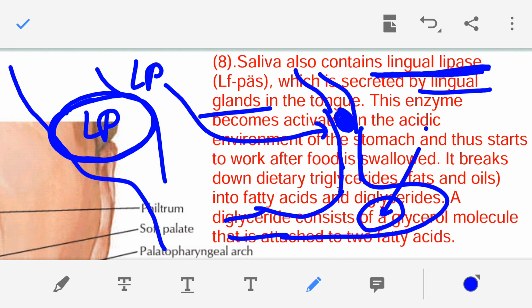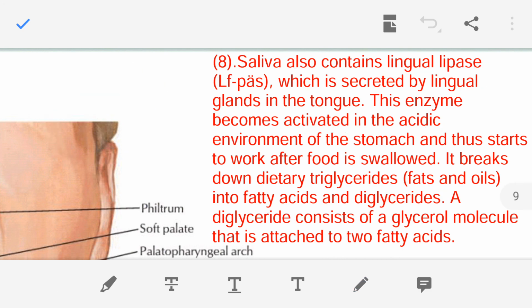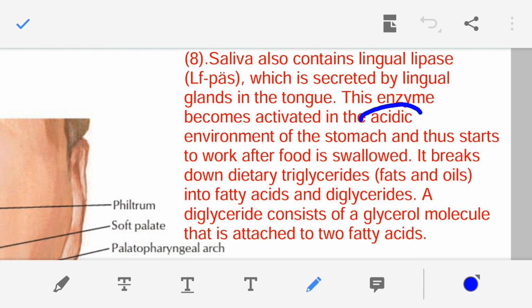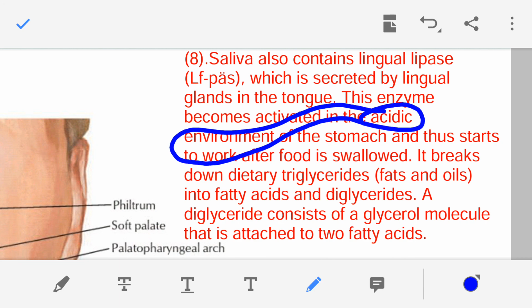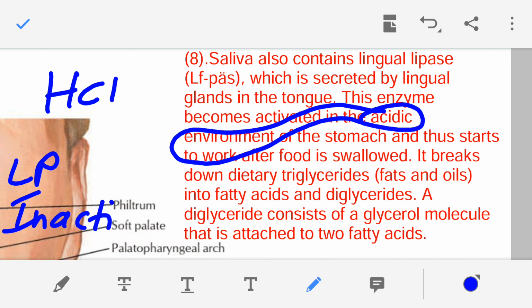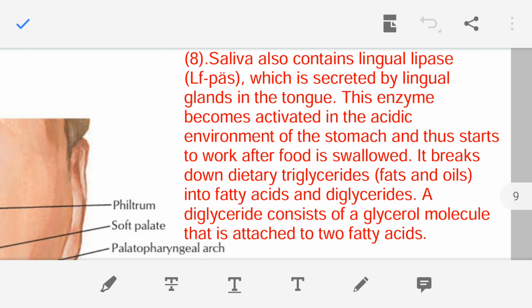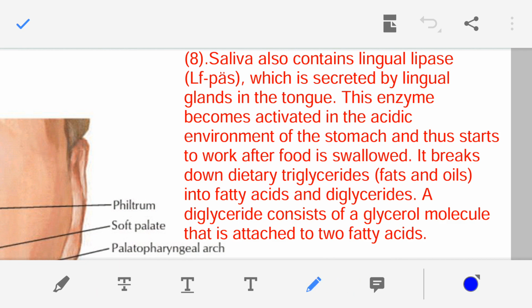Now in the stomach, what happens? This lingual lipase is activated, because in the stomach, an acidic environment is there. Let's say the HCl is there in the gastric juice. So lingual lipase was earlier in inactive form. Now due to this HCl in the stomach, it is activated, okay? And this lingual lipase, which is now in the active form, acts upon the fat.